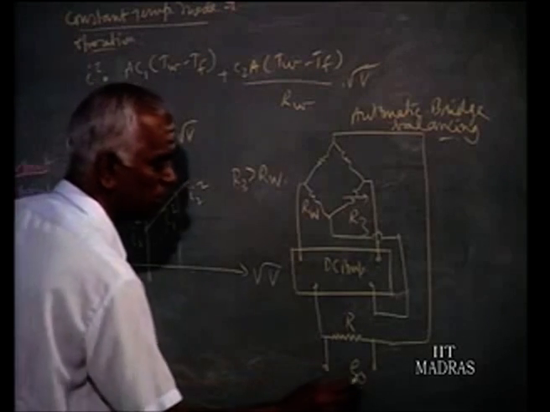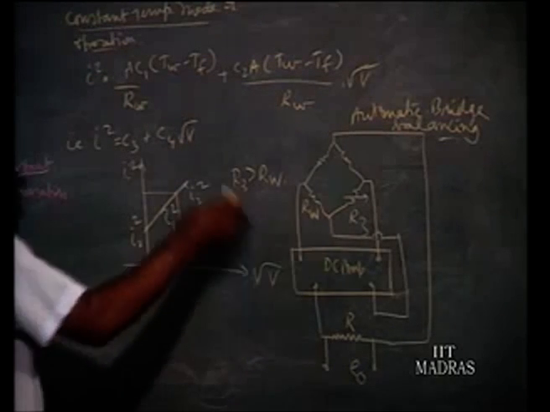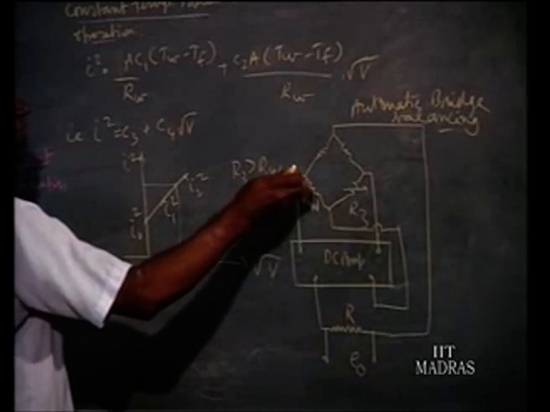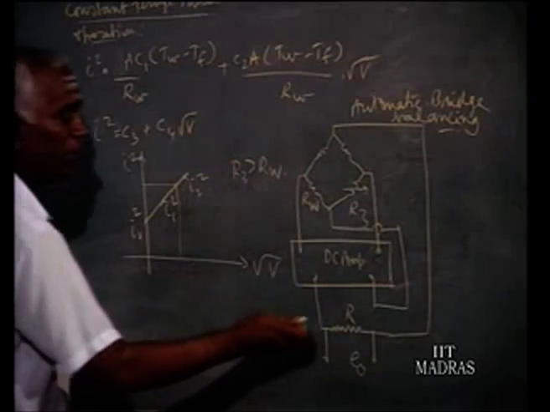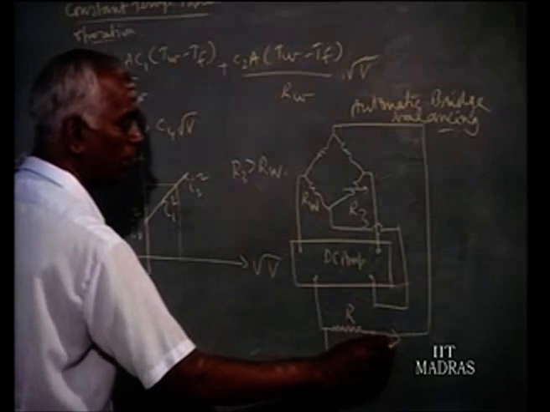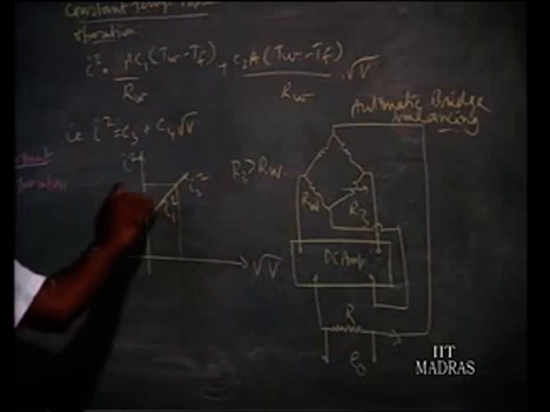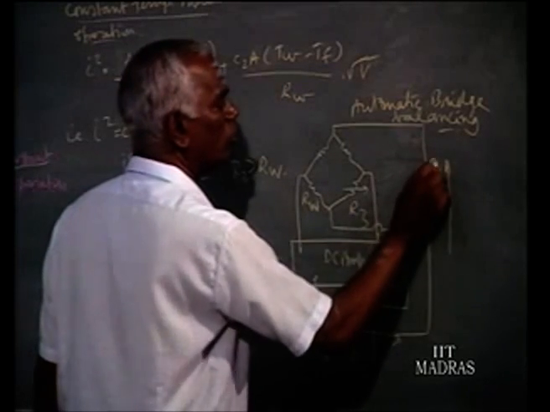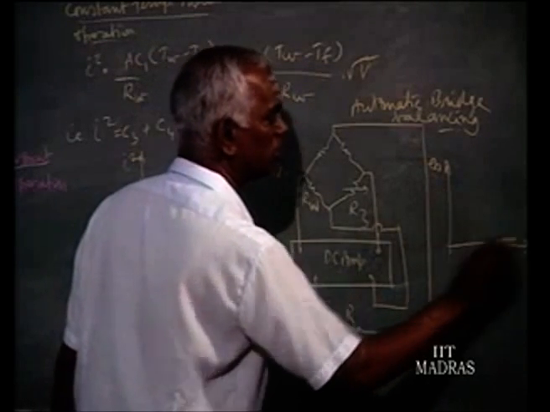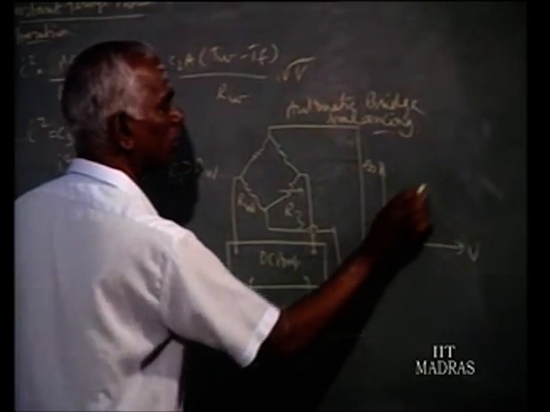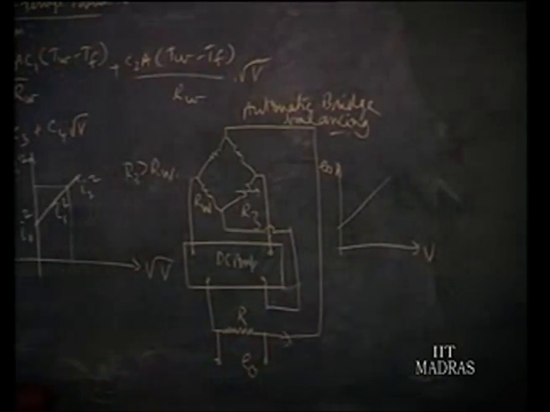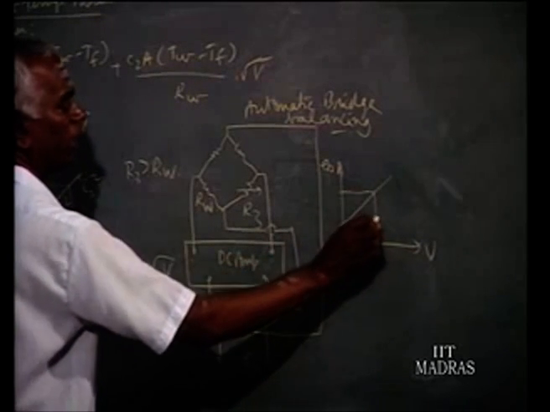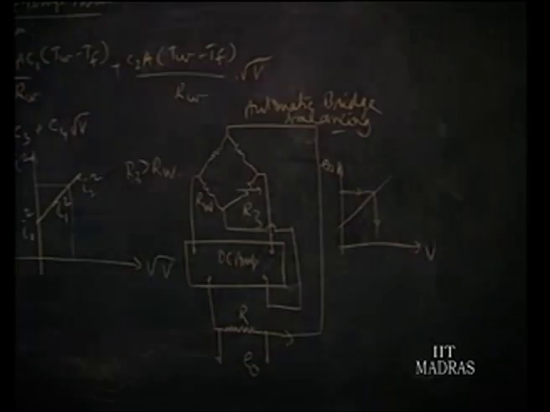So for 0 velocity, what is the current required? Similarly for any other velocities, what is the current required to bring RW near R3? That will be the current flowing through this, and by plotting similar curves, say EO versus velocity, somewhat like this, for any unknown velocity, from the measured voltage we can get back the velocity of the fluid.